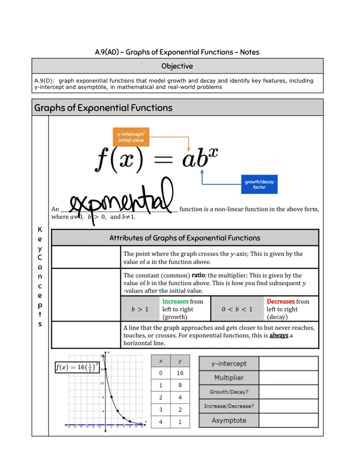But these are exponential functions, nonlinear functions in the above form, where a is not equal to 0, b is greater than 0, and b is not equal to 1. Some of the vocabulary that you need to remember is that your y-intercept is where you cross your y-axis. Instead of a slope, we're now going to be talking about a growth or a decay factor.